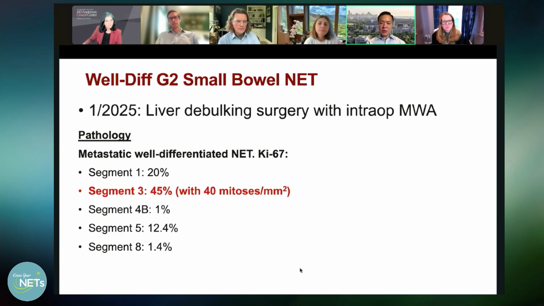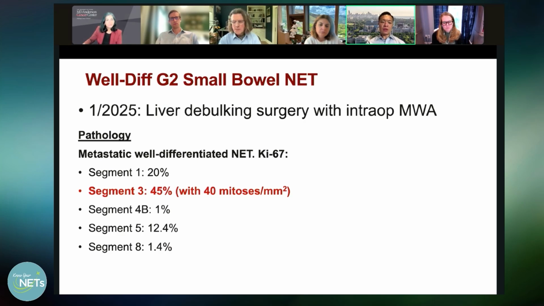So we considered all these points that everyone brought up. This was shared decision making with the patient, and she decided to go through surgery. She actually had liver debulking surgery in January. And so the pathology is very interesting. It still shows a well-differentiated neuroendocrine tumor.